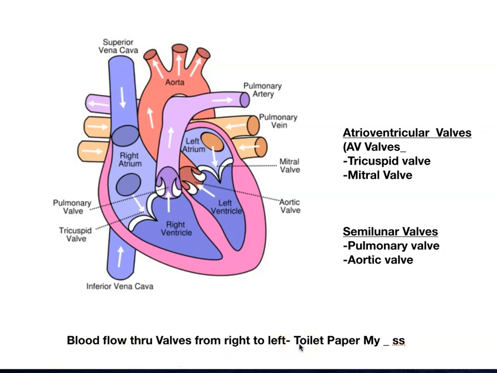Remember this little phrase: toilet paper, my blank SS. This blank is going to be an A, because that's for aortic valve. Tricuspid valve, pulmonary valve, mitral valve, aortic valve. Toilet paper, my blank SS. So that's just kind of a brief run through of how the blood is flowing through the heart.